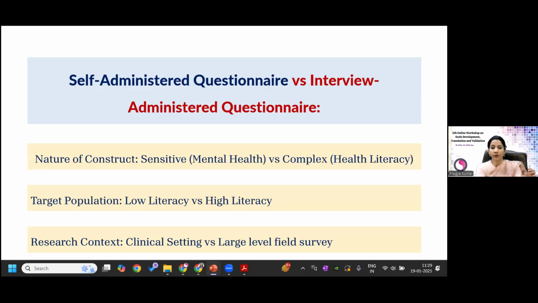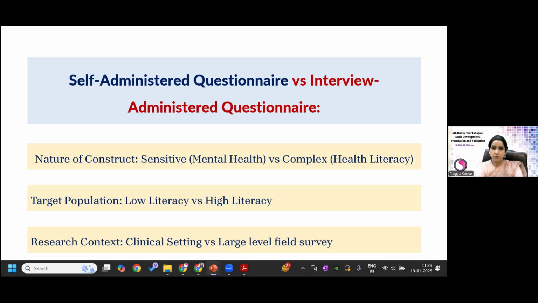data collected. So if something is very sensitive, if the nature of the construct is sensitive, like mental health, then of course you will go for a self-administered questionnaire. But if you are measuring health literacy, where you need to make people understand, then of course the interview-based questionnaire will be a better option. If the people in your area have low literacy, then you have a problem making this self-administered, so you will go for interview-based. But if they have high literacy, then you can go for self-administered. And if it is a clinical setting, then you may take the interview, but if it is a very large field-level survey, then you have to go with the self-administered.